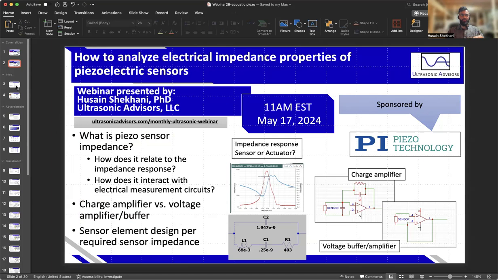Because a lot of times piezo sensors, piezoelectric devices, are treated as a black box. And the reason it's treated as a black box is because nobody has perhaps clearly explained in a consumable, very accessible format how you analyze these devices. So I'm here to provide the world, starting with you all, that information.